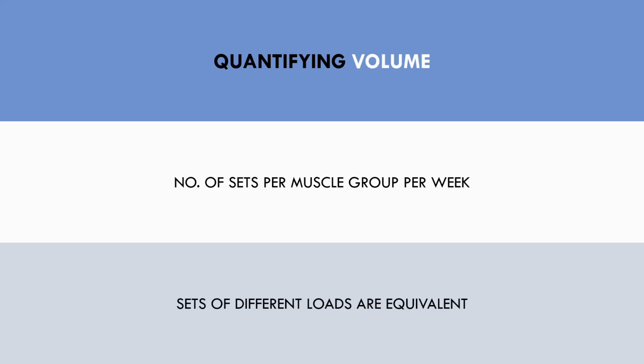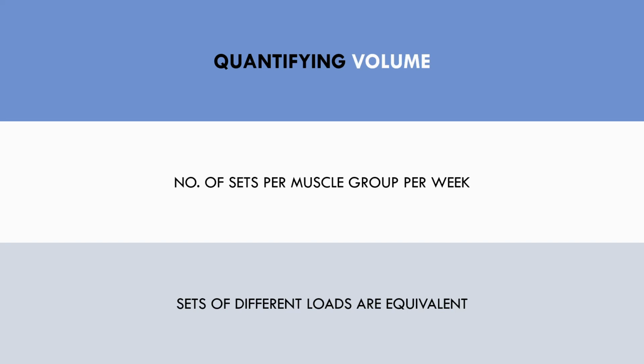The next variable to discuss is volume. Let's now explore how much volume is best for hypertrophy training. Firstly, we need to understand how volume can be quantified. For hypertrophy training, volume is best calculated using the number of sets per muscle group trained per week. This is because hypertrophy can be achieved across a spectrum of different loads and rep ranges. So one set is essentially equivalent to another set for the same muscle group.